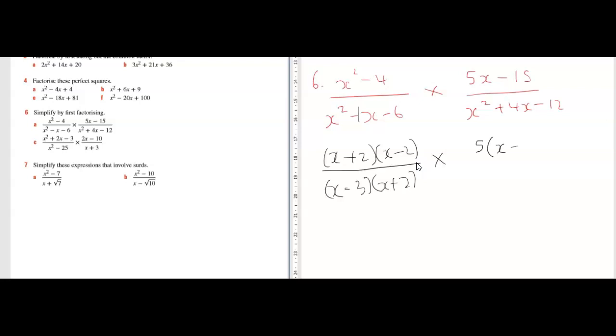And this question is designed so you can start cancelling things out. So you can see you've got an x plus 2 will eventually cancel out with this x plus 2. This x minus 3 will cancel out with this x minus 3. So we're on the right track.